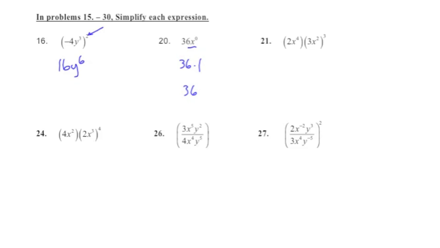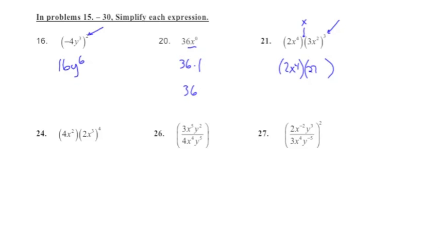Question 21. I actually have two operations going on here. I have multiplication here, and here I have an exponent. Well, order of operations tells me I need to evaluate that exponent first. So I'm going to bring down this 2x to the 4th. And over here I'm going to figure out the answer once I take this thing to the 3rd power. So 3 to the 3rd power is 27. And then x to the 2nd power, again, raised to the 3rd power, that's power to a power.